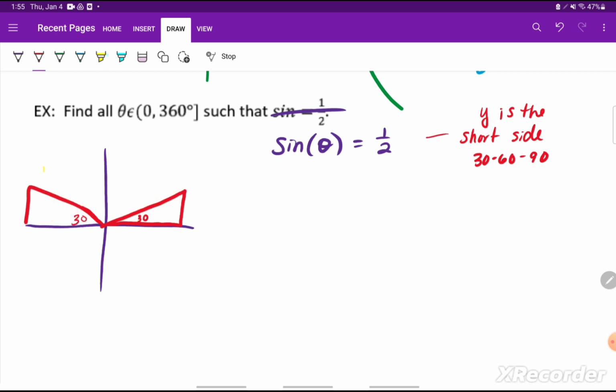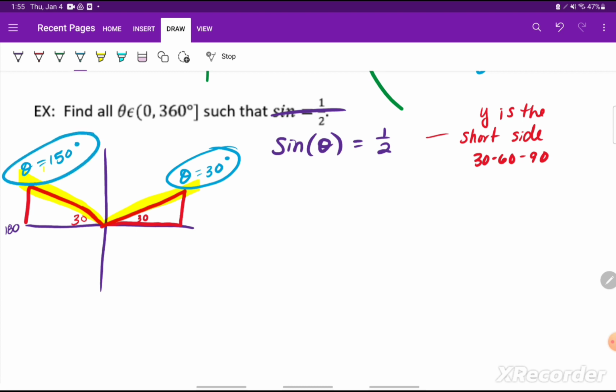And now we just need the actual angles. We're looking for degrees this time. So first one, theta equals 30 degrees. And then our actual angle over here, we're 30 degrees shy of 180. So theta equals 115 degrees.